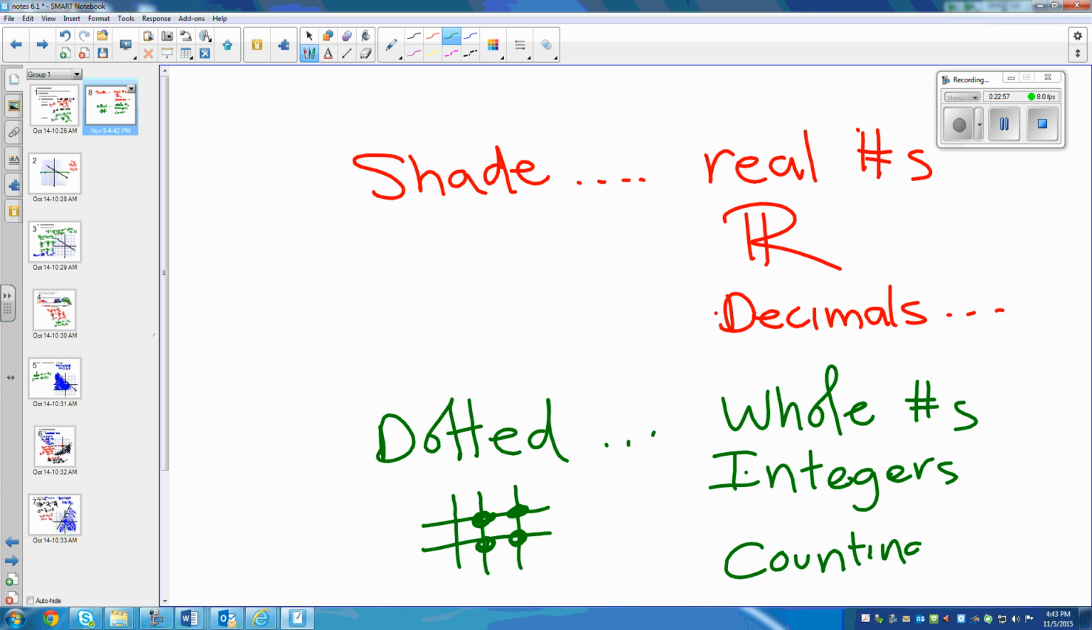It's like you can't have half a person, so they don't color in or shade in half a person. They actually put those dots in. 1 person, 2 people, 3 people, 4 people. They actually make it dotted. So you'll see whole numbers, which is just a W, or integers, which is just an I, which means the dotted form.